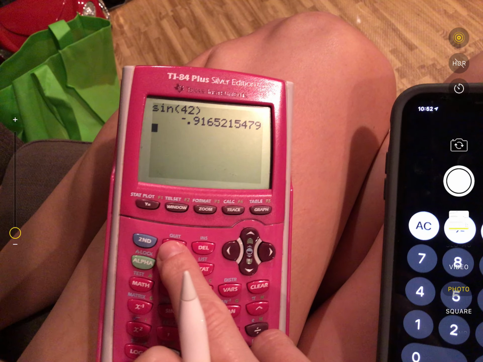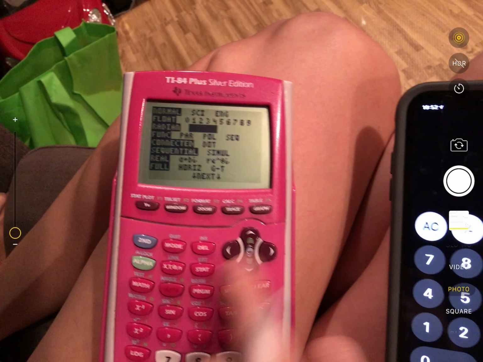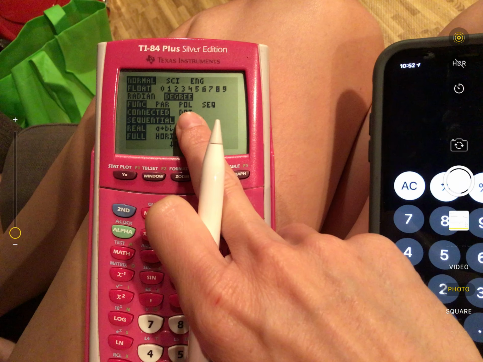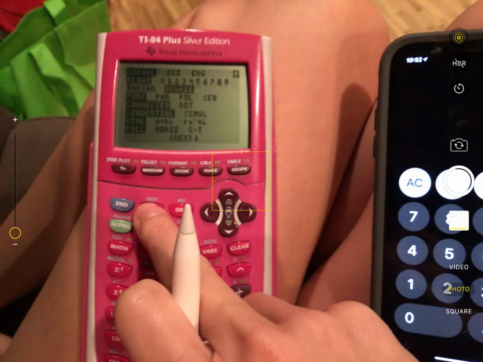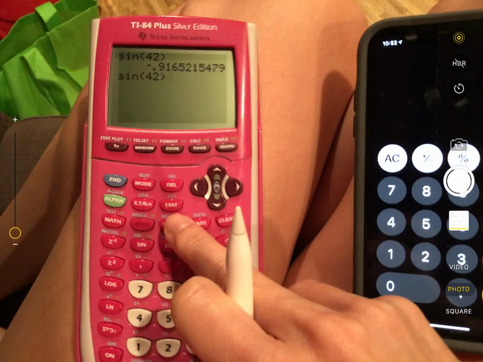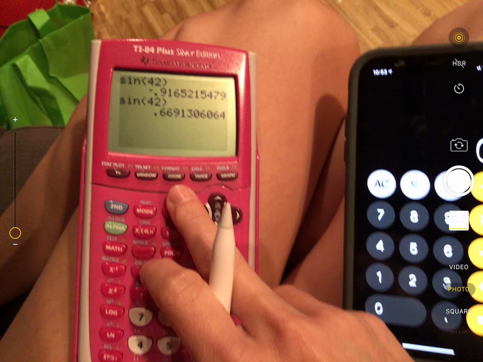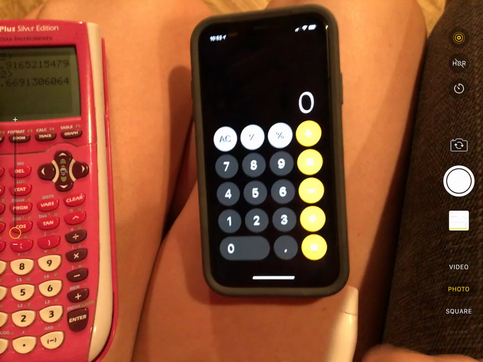So in this calculator, if I push the button that's called mode, I can scroll down, radian is highlighted, and I can say, nope, I don't want radians. I can hit enter. I want degrees. Second, quit, and then I type the same thing again. Sine of 42. This time, that's the answer I want. If you can get that out of your calculator, you're good.